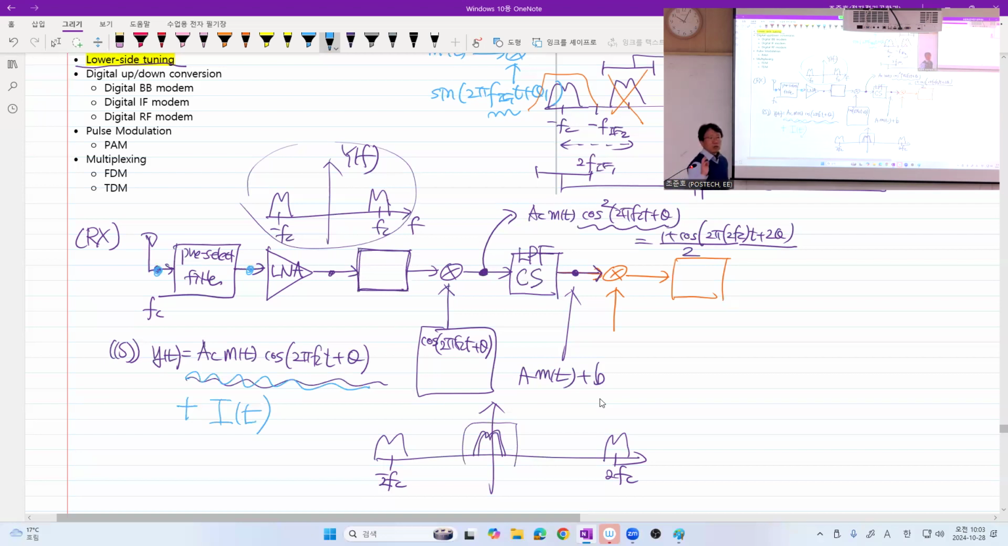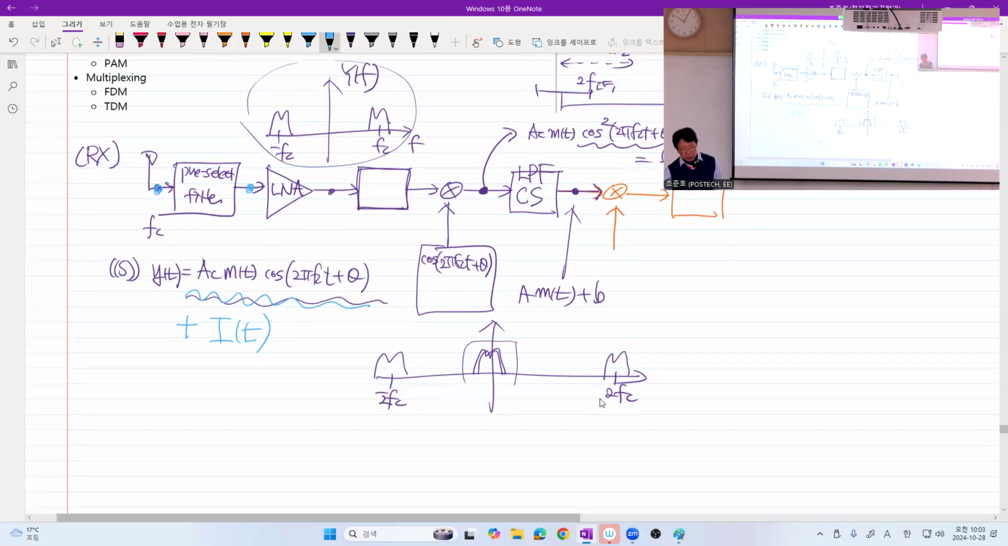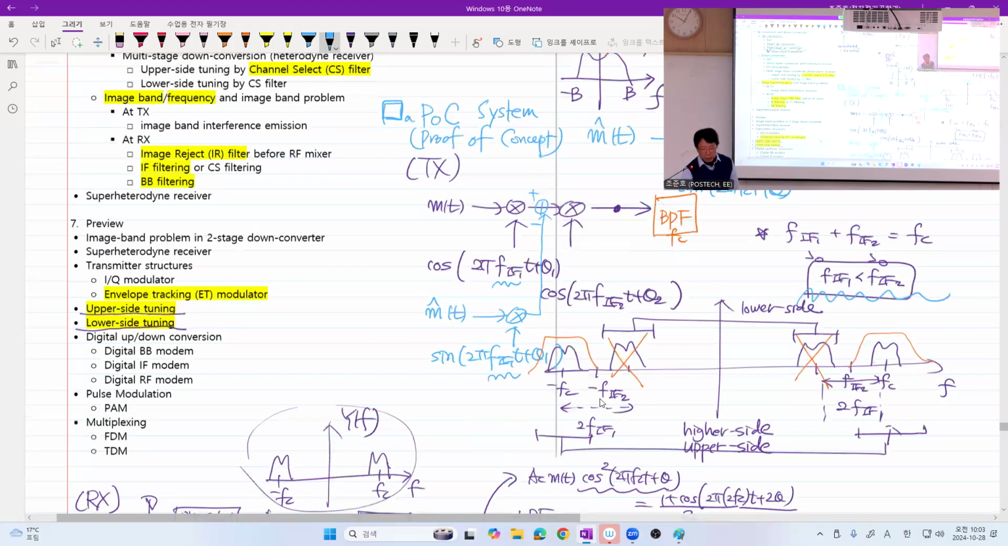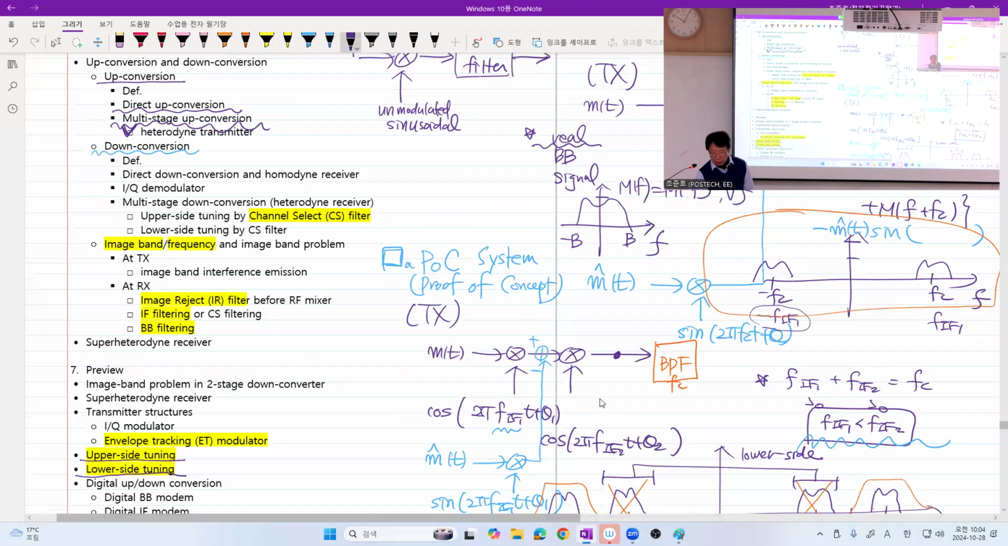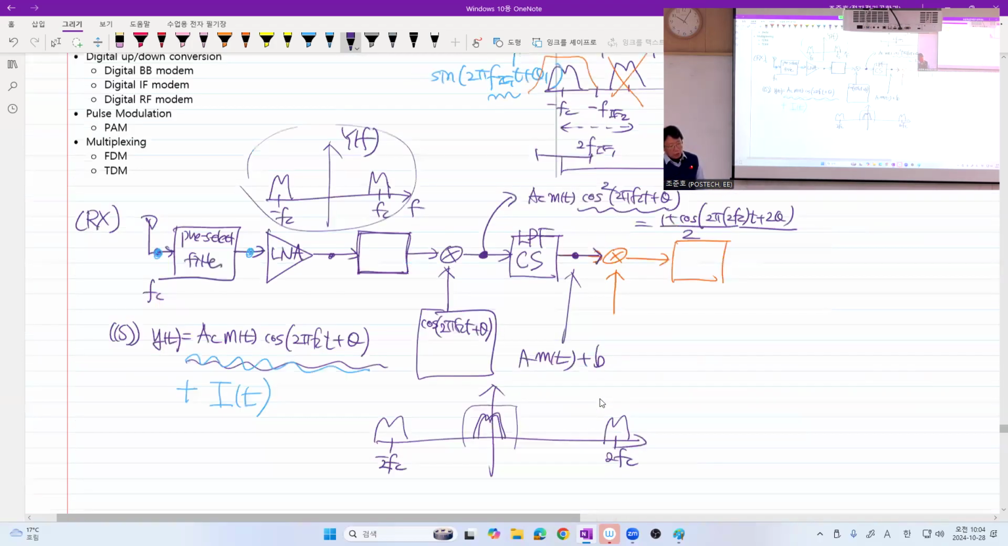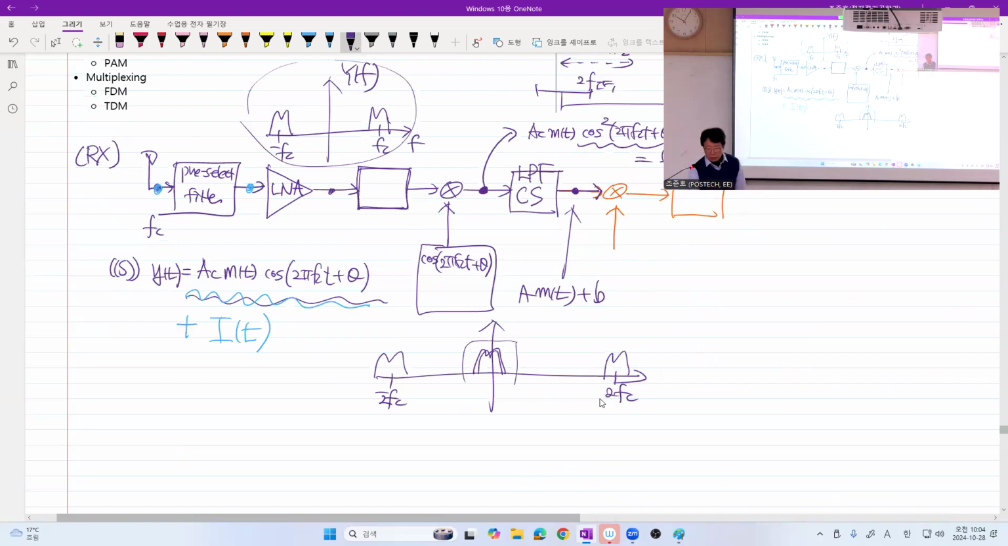So in radio communication, you always have to remember two things. There may exist interference. There may exist some noise. So let's assume interference is present. Then what happens? That is all related with this image band and image frequency problem. Before talking about that, let's see the case where we have a quadrature signal component too.